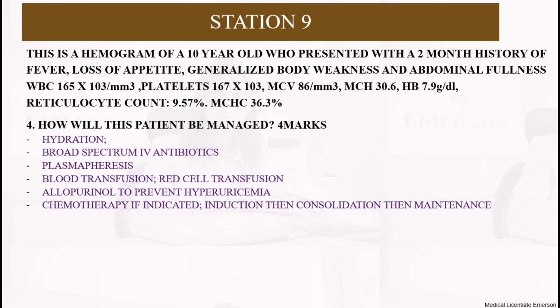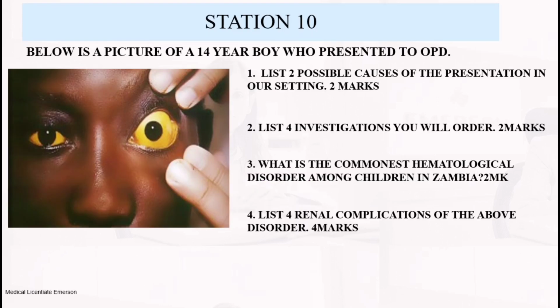And then station 10, which is our last station. Below is a picture of a 14-year-old boy who presented to OPD. List 2 possible causes of the presentation in our setting, and our setting is Zambia. List 4 investigations we order, and then what is the commonest hematological disorder among children in Zambia. Then list 4 renal complications of the above disorder.